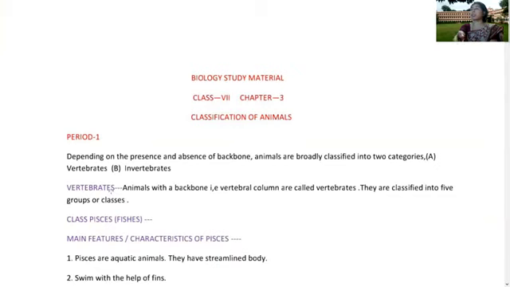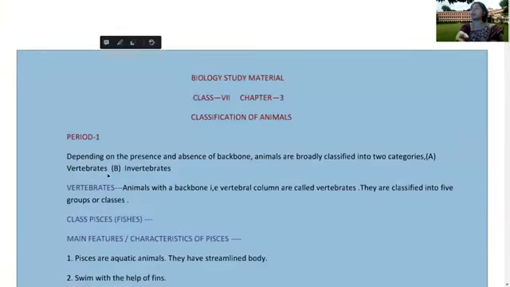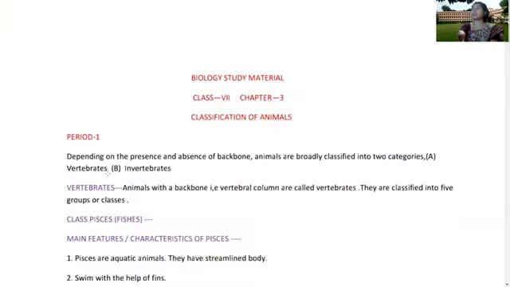So what are vertebrates? First, let us understand the difference between vertebrates and invertebrates, right? Vertebrates have a vertebral column, whereas invertebrates do not have a vertebral column. These vertebrates are classified into different categories, right? So we will see 5 categories of vertebrates.